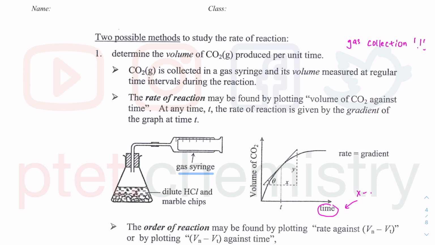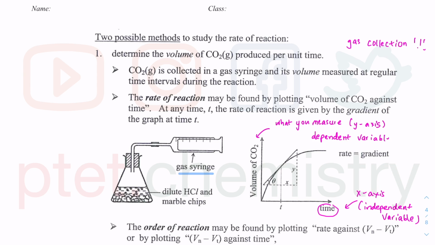So this is your x-axis. This is going to be your independent variable. Independent variable is what you change. You change the time and then you measure the volume of carbon dioxide. So what you measure is on the y-axis, and then we talk about dependent variable, because why are you so dependent? So the y-axis is your dependent variable. Very, very important there, because it is what you measure, what you record, as you change the x-axis, the independent variable. What you change, what you vary.